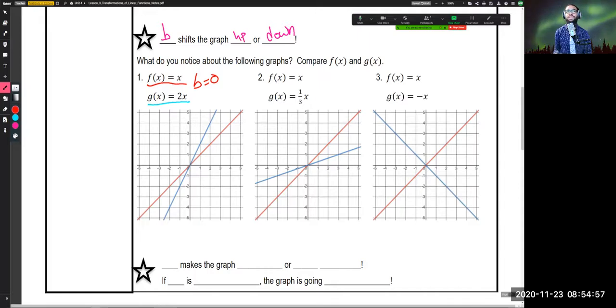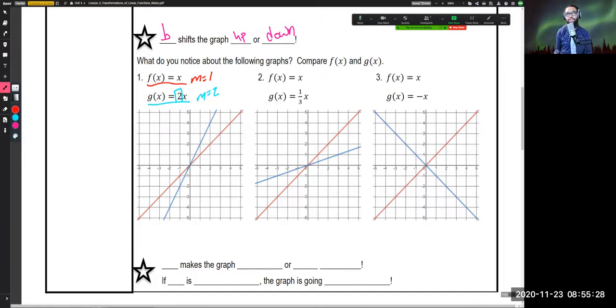But what we do see is a change in the slope. Before we had a slope of 1 in this parent function. So here, let me write that instead. Instead of writing b equals 0, we'll go ahead and write m equals 1. And in our transformed function, we have m equals 2.